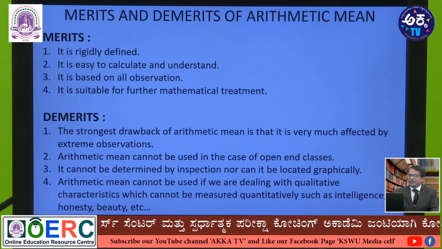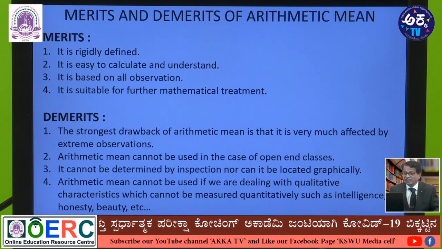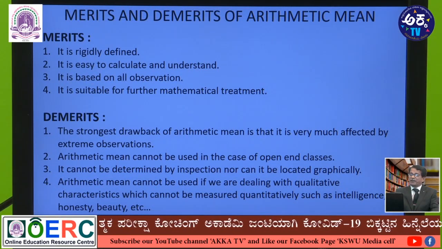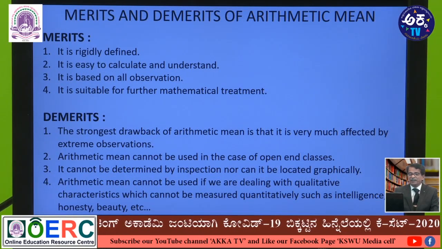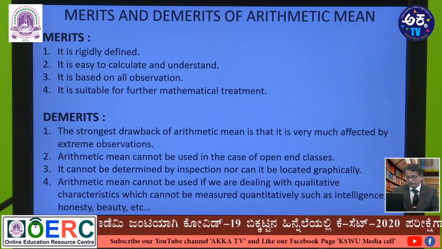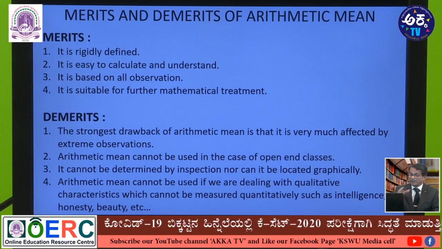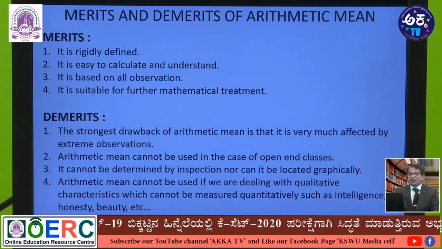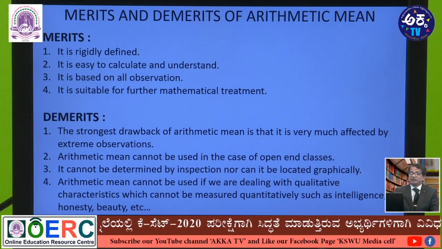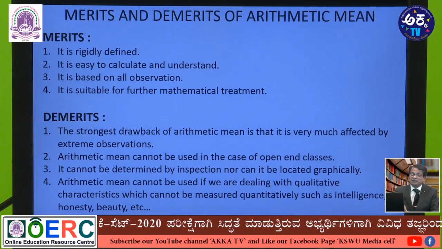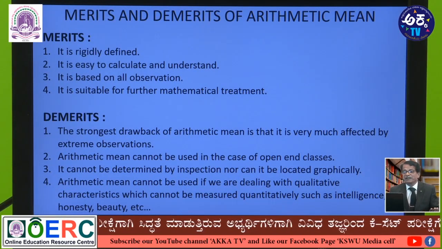Friends, there are also demerits obviously, and those demerits are like this. The strongest drawback of arithmetic mean is that it is very much affected by extreme observations. I mean, if there is any variation in the values of the observations, it is affected by those variations. For example, if there are 3 values 1, 2, 3, the arithmetic mean will be 2. If the third value is 30, the arithmetic mean will be greatly affected. In that sense, it is affected by extreme values.